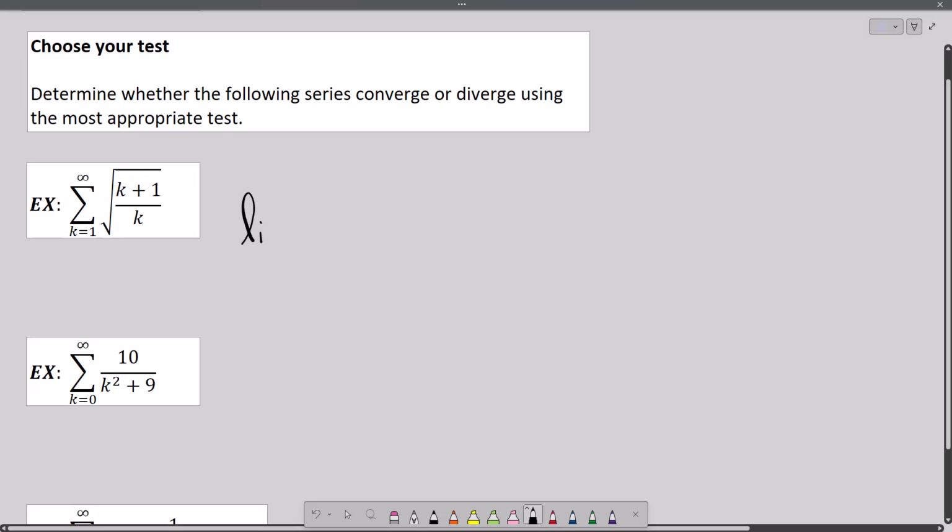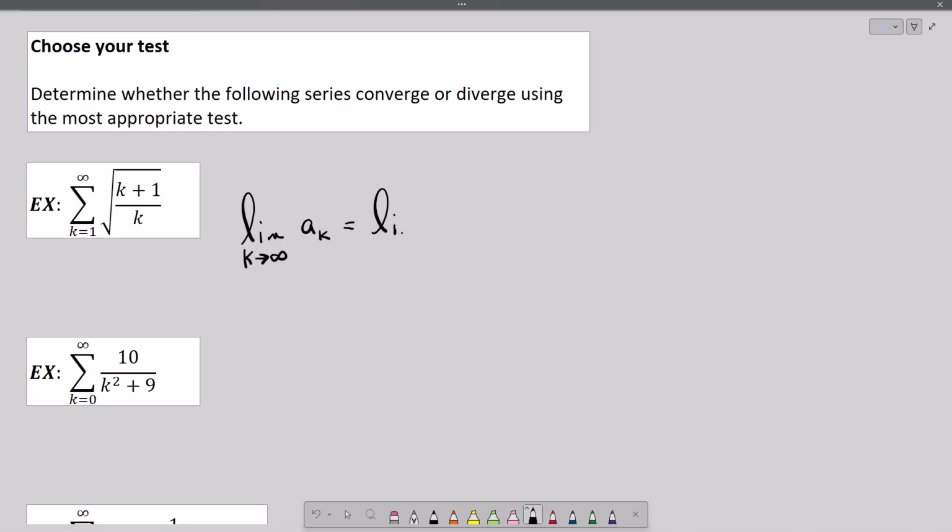So when we take the limit as k goes to infinity, so we're taking the limit of a sub k, that just means the inside. And when you have this square root, if we were being really type A, we would move the limit to the inside.